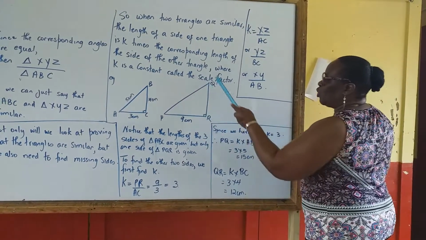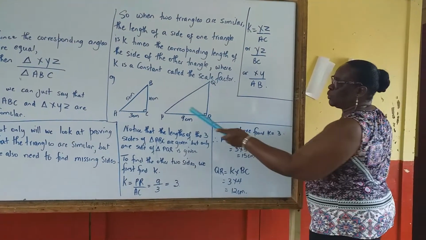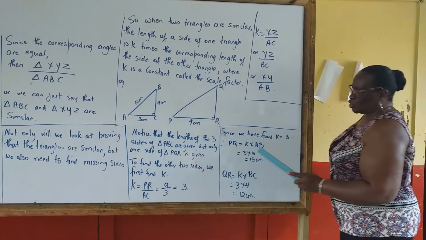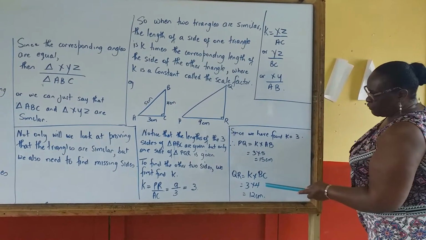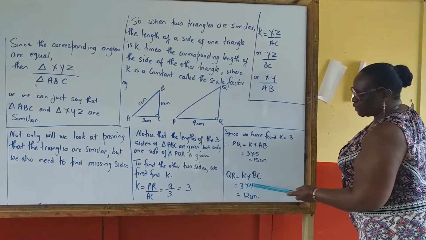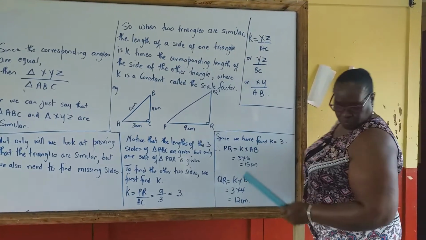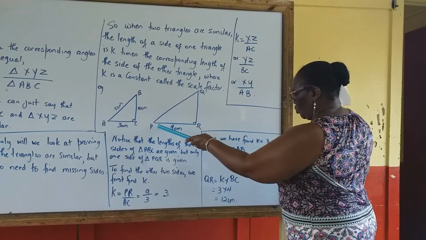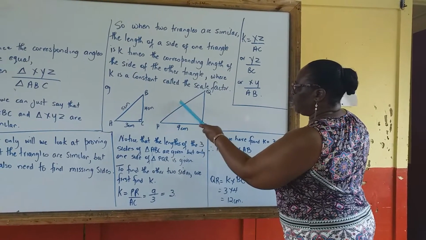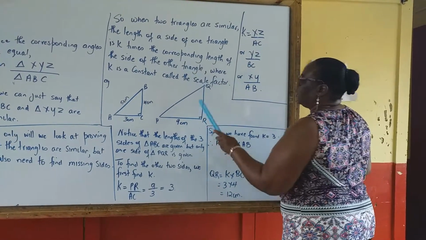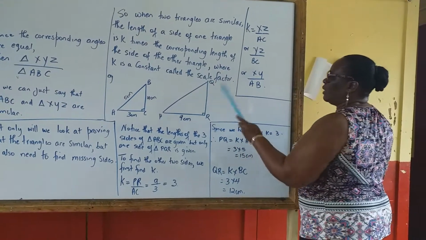To find QR now, QR corresponds with BC. So BC is 4 and K is 3. So 3 times 4 would give me 12 centimeters. And so PQ we know to be 15 centimeters and QR is now 12 centimeters.